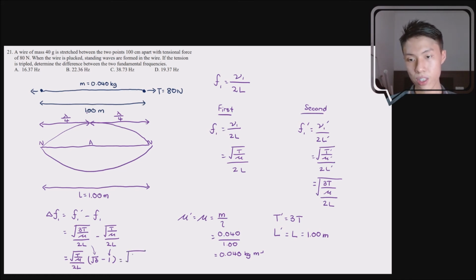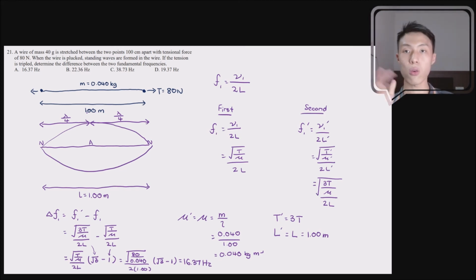Square root of T, tension is 80, divided by mu, which is 0.040, divided by 2 times the length, 1.00. So multiply by square root of 3 minus 1. What will you get for the answer? You will get 16.37 Hertz. So this will be the difference between the fundamental frequency of the old case and the new case, the first case and the second case. So the answer is 16.37 Hertz.